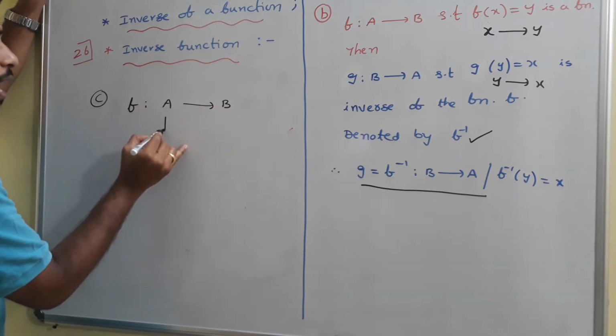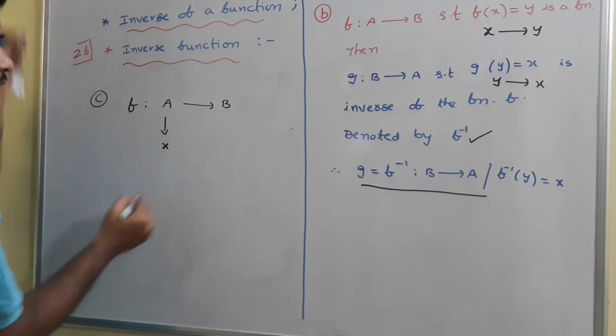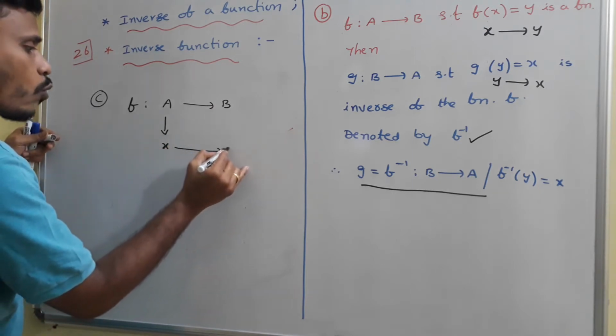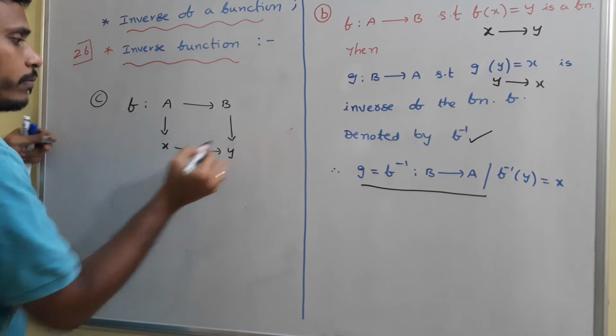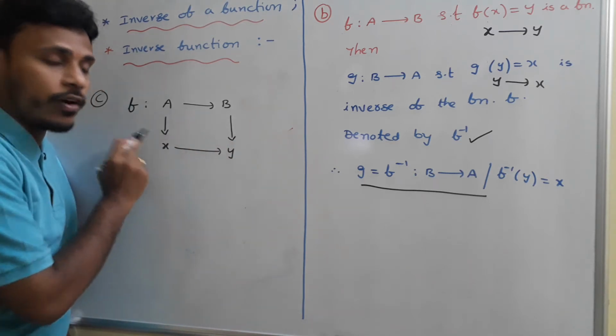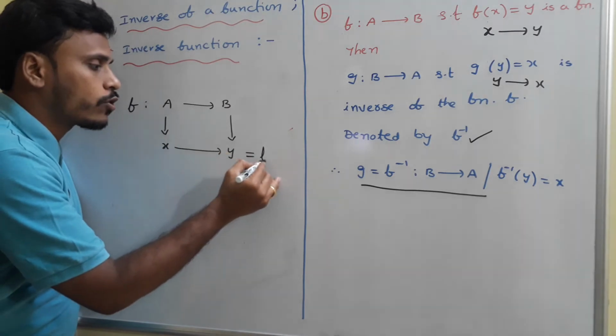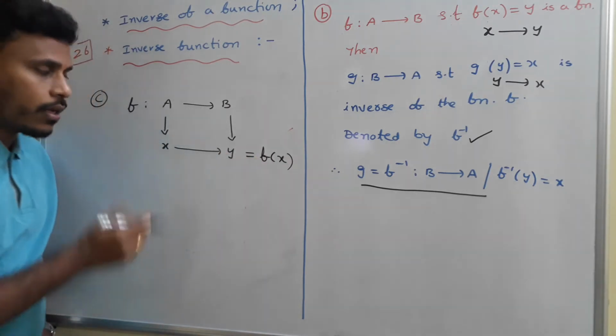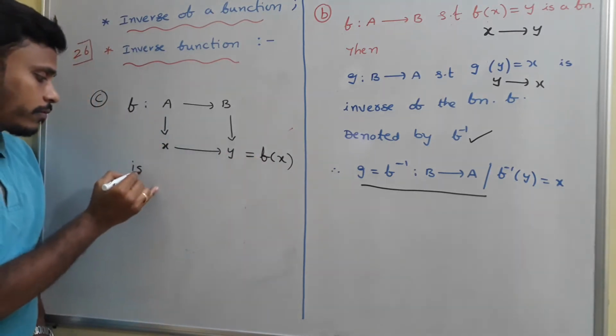Suppose you have an element x in set A. This x connects to y, an element of B, and as per the rule of the function, this y is equal to f of x, where f is a function.